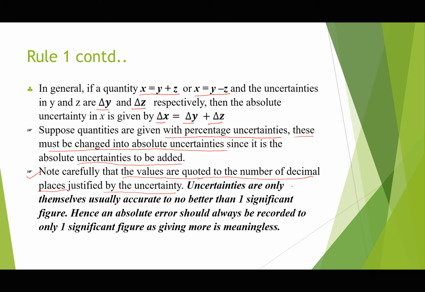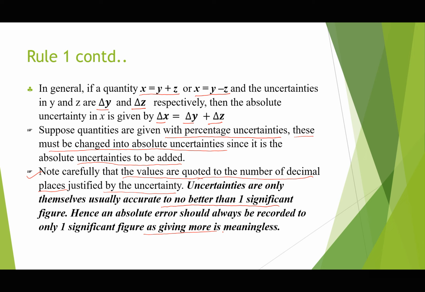Uncertainties are only themselves usually accurate to no better than one significant figure. So normally we shall write uncertainties just to one significant figure, and hence an absolute error or uncertainty should always be recorded to only one significant figure, as giving many significant figures doesn't hold any meaning. So we shall always be quoting absolute uncertainties to just one significant figure.